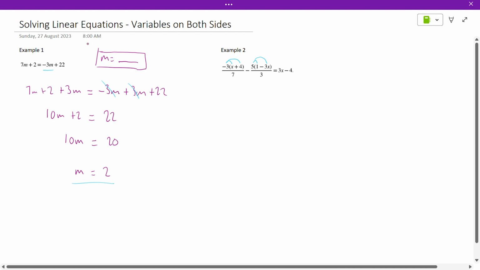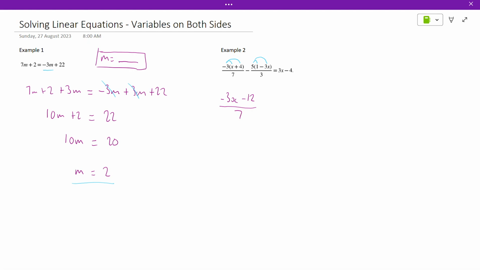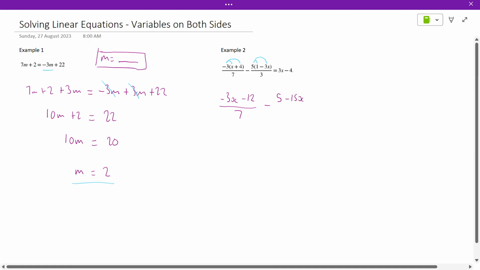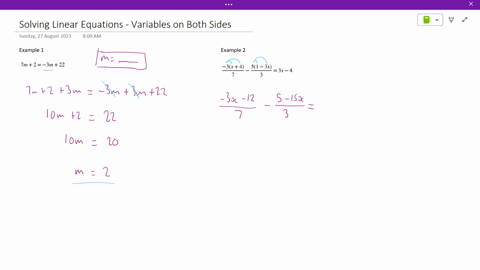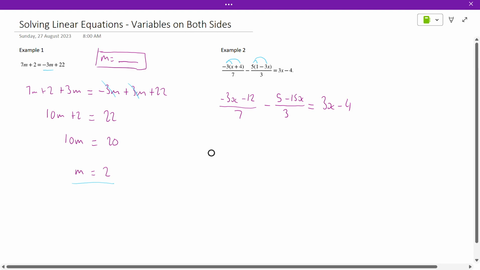So negative 3 times x is negative 3x. Negative 3 times positive 4 is negative 12. We've still got divide by 7. And we've got a minus. 5 times 1 is 5. 5 times negative 3 is negative 15x. Divided by 3 equals 3x minus 4.